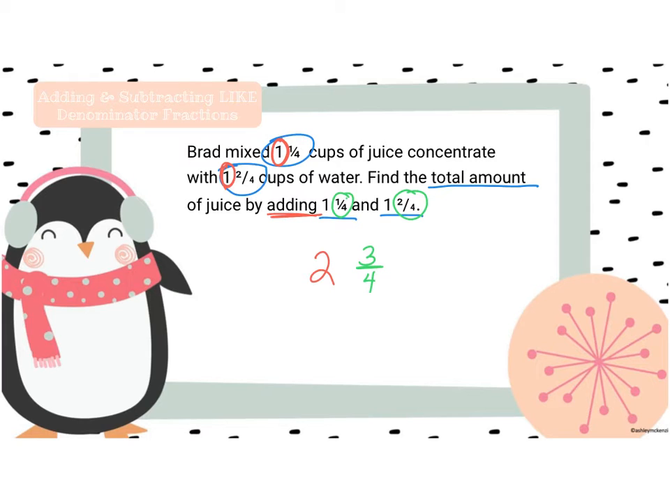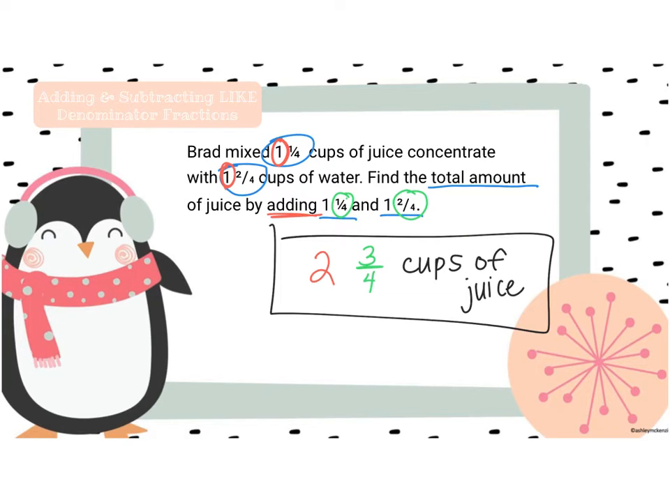2 and 3/4 what? Cups of juice. Because once I mix juice and water, now it's a juice. It's no longer just water. So I would have cups of juice for my answer. So my total answer, my final answer, is 2 and 3/4 cups of juice.